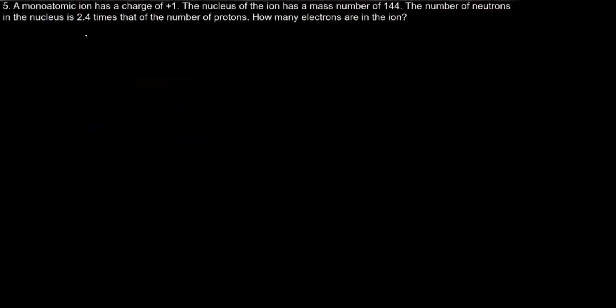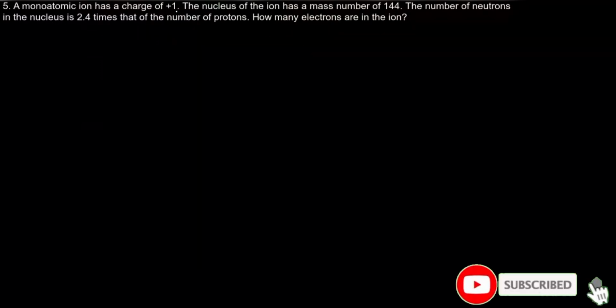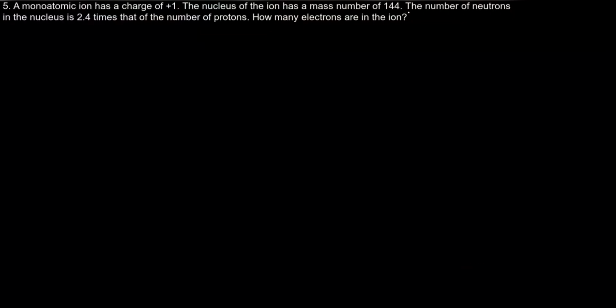Next question. A monoatomic ion has a charge of plus 1. The nucleus of the ion has a mass number of 144. The number of neutrons in the nucleus is 2.4 times that of the number of protons. How many electrons are in the ion? Okay, don't panic when you see questions like this. It's very straightforward.